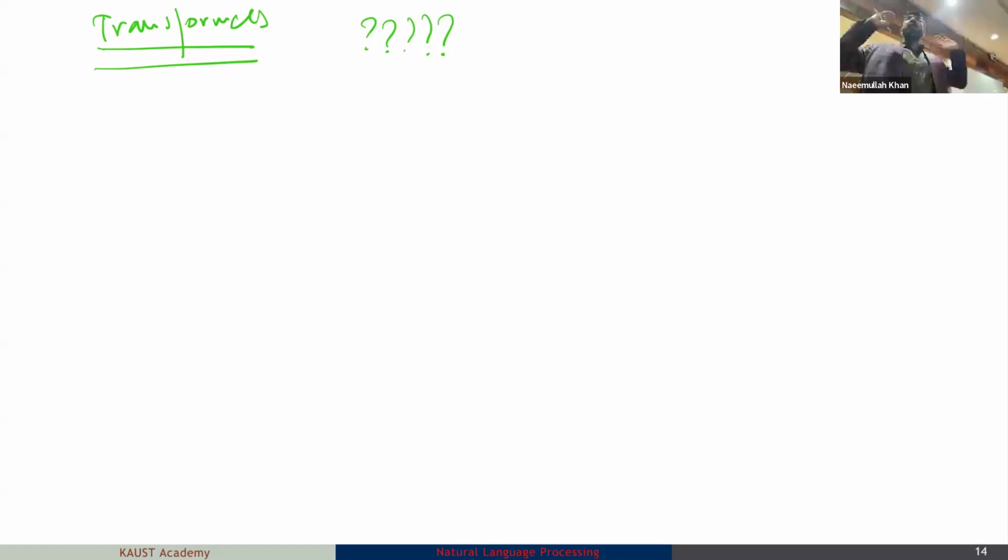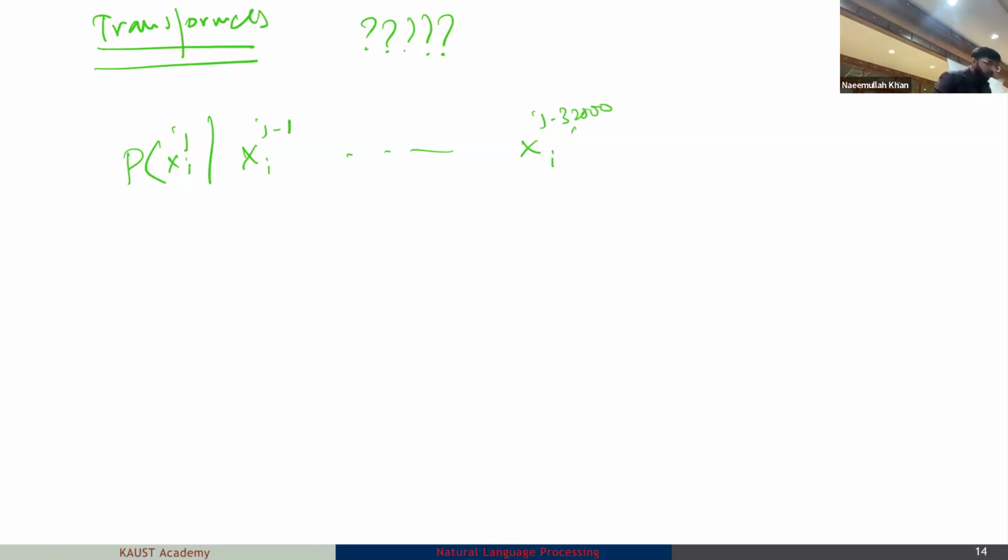The thing is, we say that we are going to look at such a large context window that most of the cases we are interested in would be covered by it. So now to predict a next token, let's take the example of 32,000, we are going to look at all the way till the previous words.